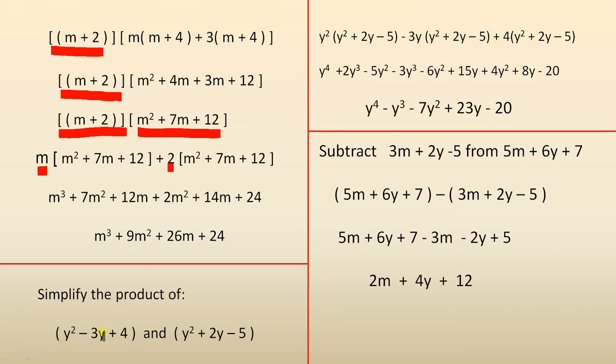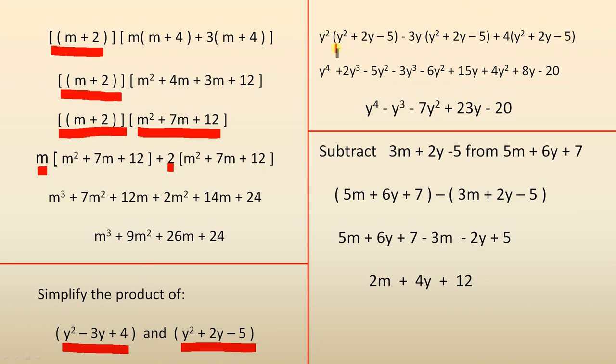Simplify the product of those two expressions. That's this one and this one. So you take the y squared, multiply it by all the terms in the second set of parentheses. Take the 3y and do the same. That's the minus 3y there. Of course you have minus 3y here, so minus 3y, you do the same. And there's the plus 4 here, you put the plus 4.